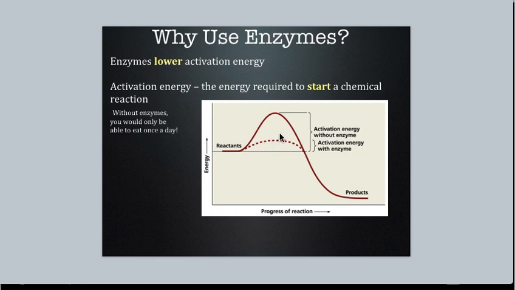But even then, if we did not have enzymes, you would literally only be able to eat food once every 24 hours. Because without enzymes, it takes 24 hours for your stomach acid to break down the food. So it really is significant. Enzymes really do lower the activation energy as well as speed up that chemical reaction.